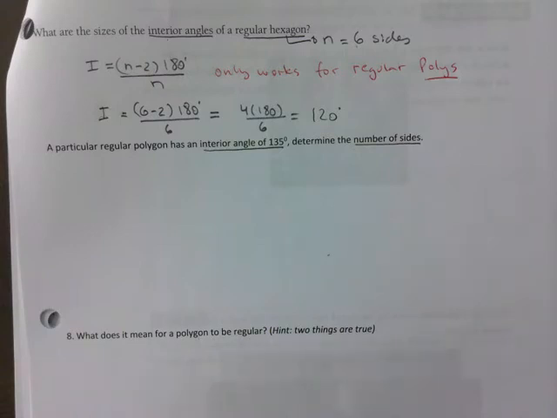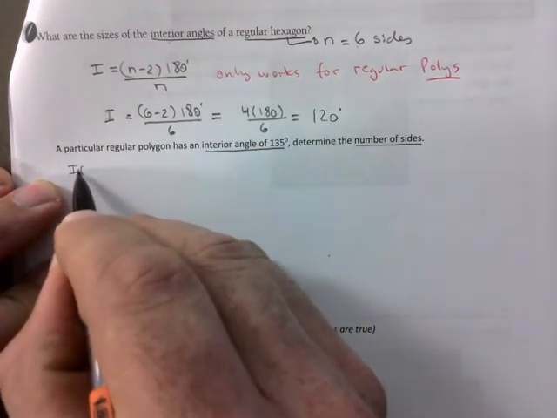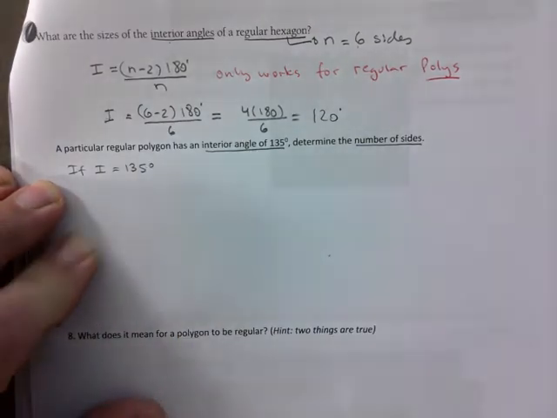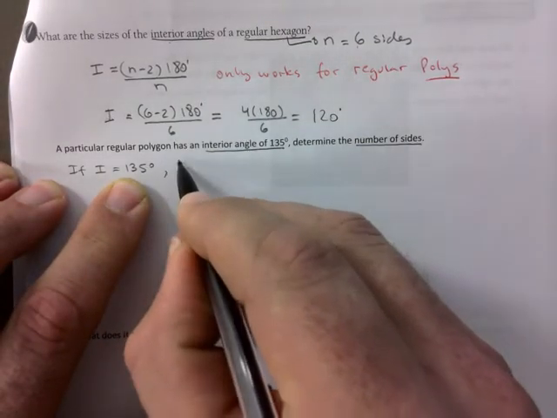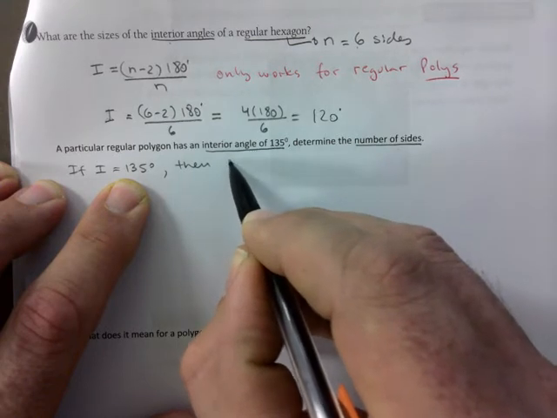Can you use the formula for interior angles in this case? You technically could. It's going to be very complicated, very difficult, a lot more difficult. This is what I'm going to do, the trick here. If the interior angle I is equal to 135, write that down, then what's the exterior angle?